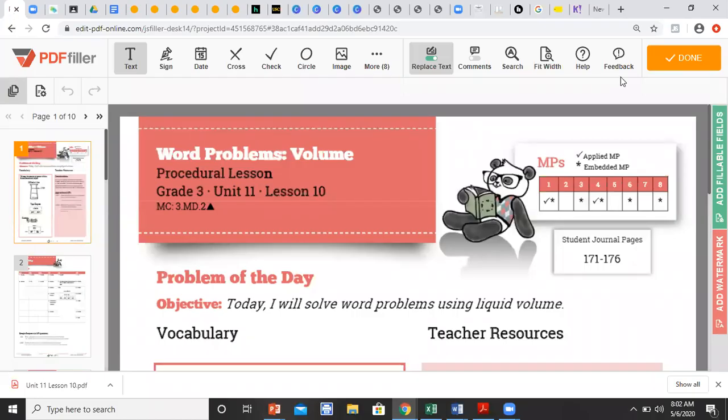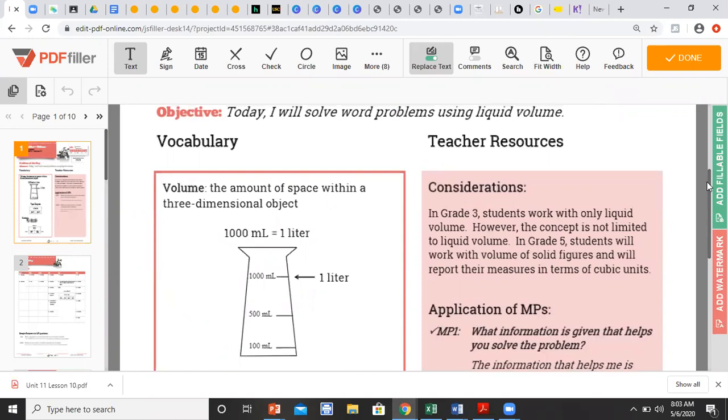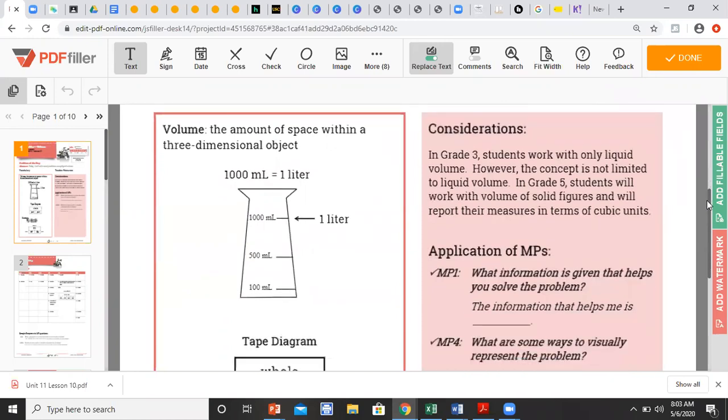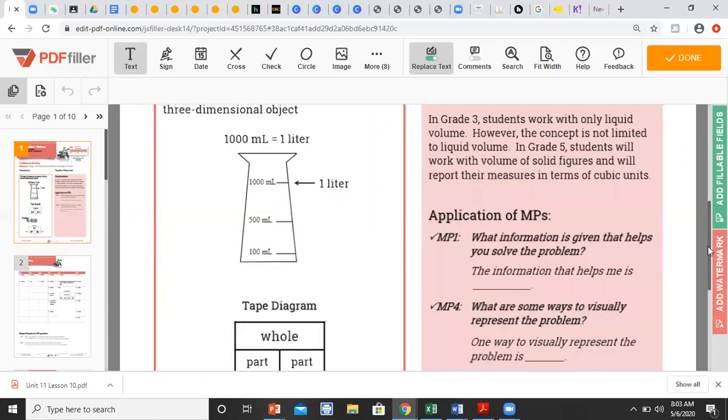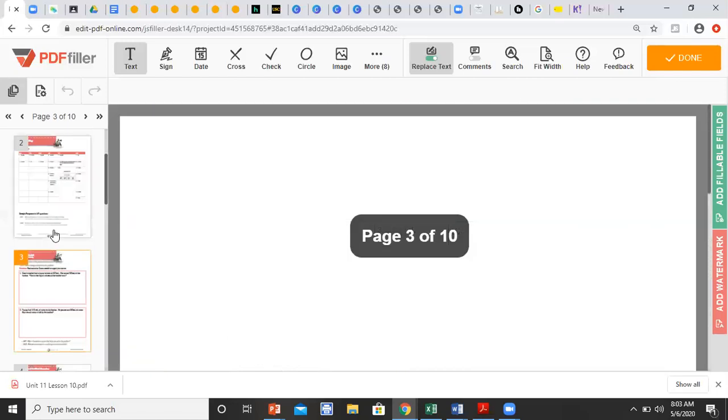Today we're going to be taking a look at Unit 11, Lesson 10, Word Problems Volume. Our objective is to solve word problems using liquid volume. For the last few days, we've been taking a look at volume, and we have learned the units of measurement of milliliter and liter. So let's begin.